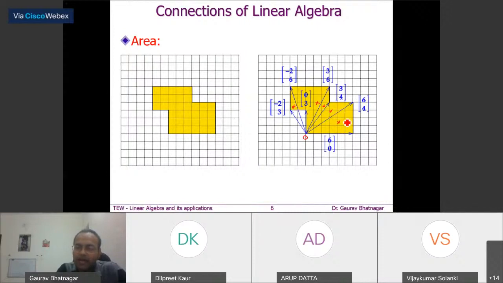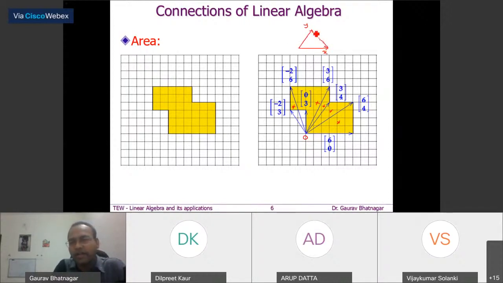So now I hope that all of you are aware of vector calculus, and using vector calculus you can immediately identify the area of a triangle. Let me give you a very brief idea about it. Let's say I have a vector x and a vector y, and I'm just looking for the area of this particular triangle.